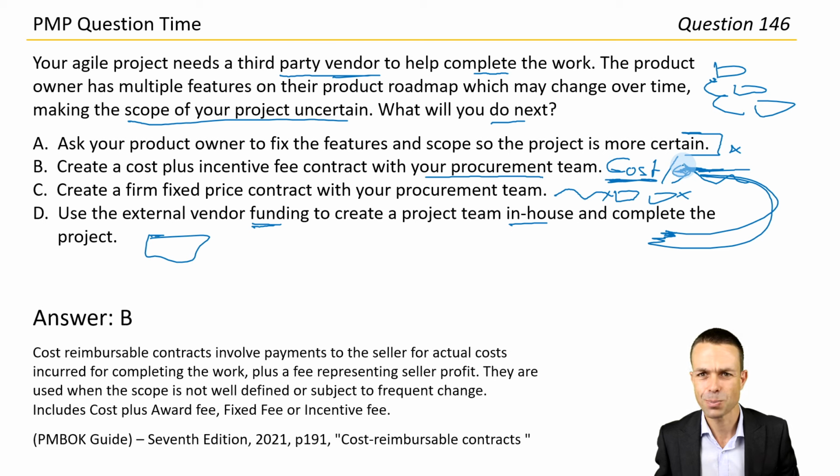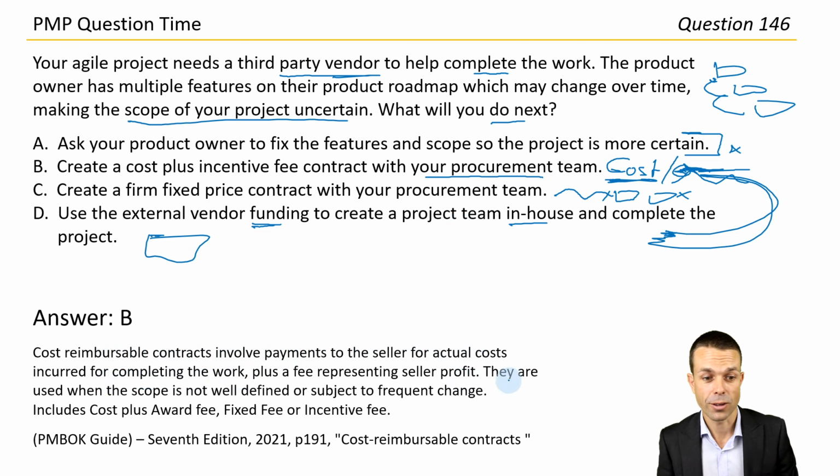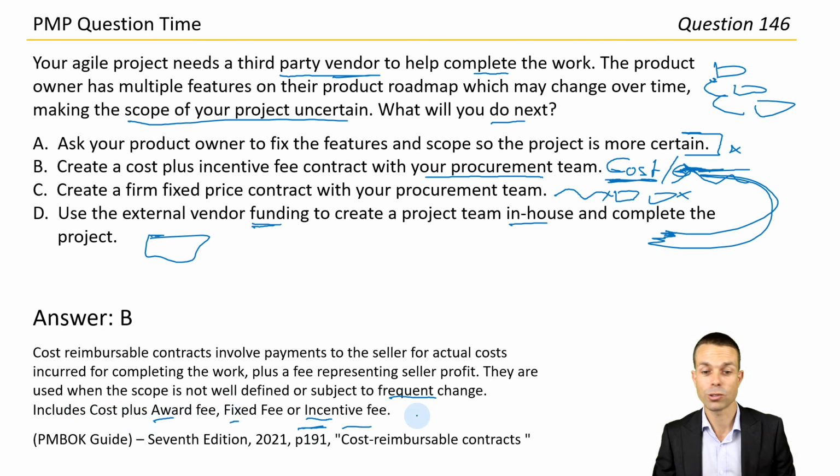Okay, all right. That was pretty lucky. They were both good answers. Let's see if it gives us any tips here. Cost reimbursable contracts involve payments to the seller for actual costs incurred for completing the work plus a fee representing seller profit. They are used when the scope is not well defined or subject to frequent change. Well, there's our clue. Includes cost plus award fee, fixed fee or incentive fee. Page 191 under cost reimbursable contracts in the PMBOK guide.